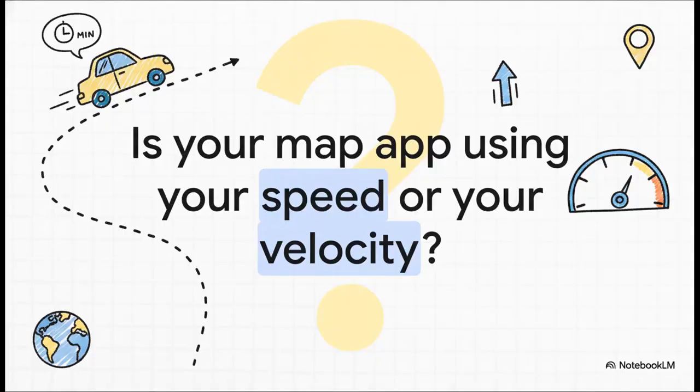So let's end with one last question to bring it all home. When you pull out your map app and it tells you your ETA is 5 minutes, what do you think it's using, your speed or your velocity? Well, think about it. To get you to a specific destination, it needs to know more than just how fast you're going. It has to know which way you're headed. It absolutely needs your velocity.